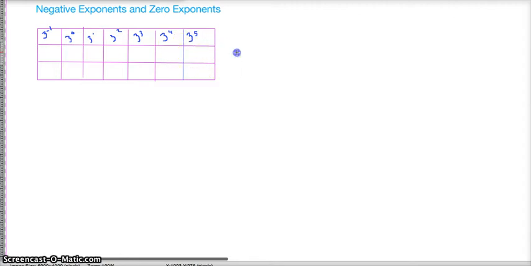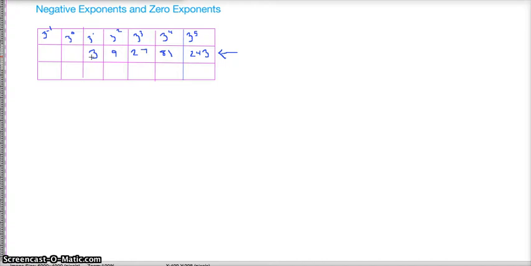So on this chart, I want you to go ahead and fill in what 3 to the 5th is and write it in this row right here. I'm going to start with 3 to the 3rd because I know that's 27. And then I think the next one is 81. So then 3 to the 5th is 243. And then I'm going to write 3 to the 2nd, that's just 9. 3 to the 1st, well, that's just 3.